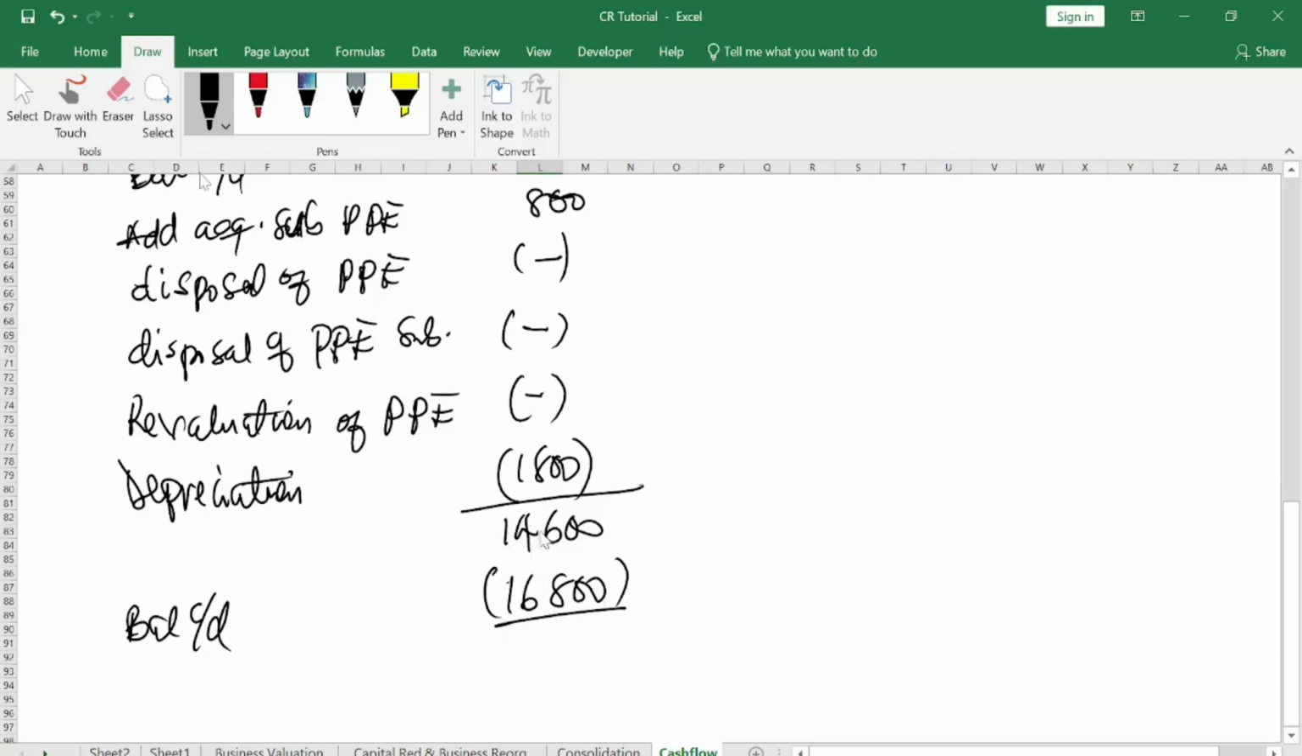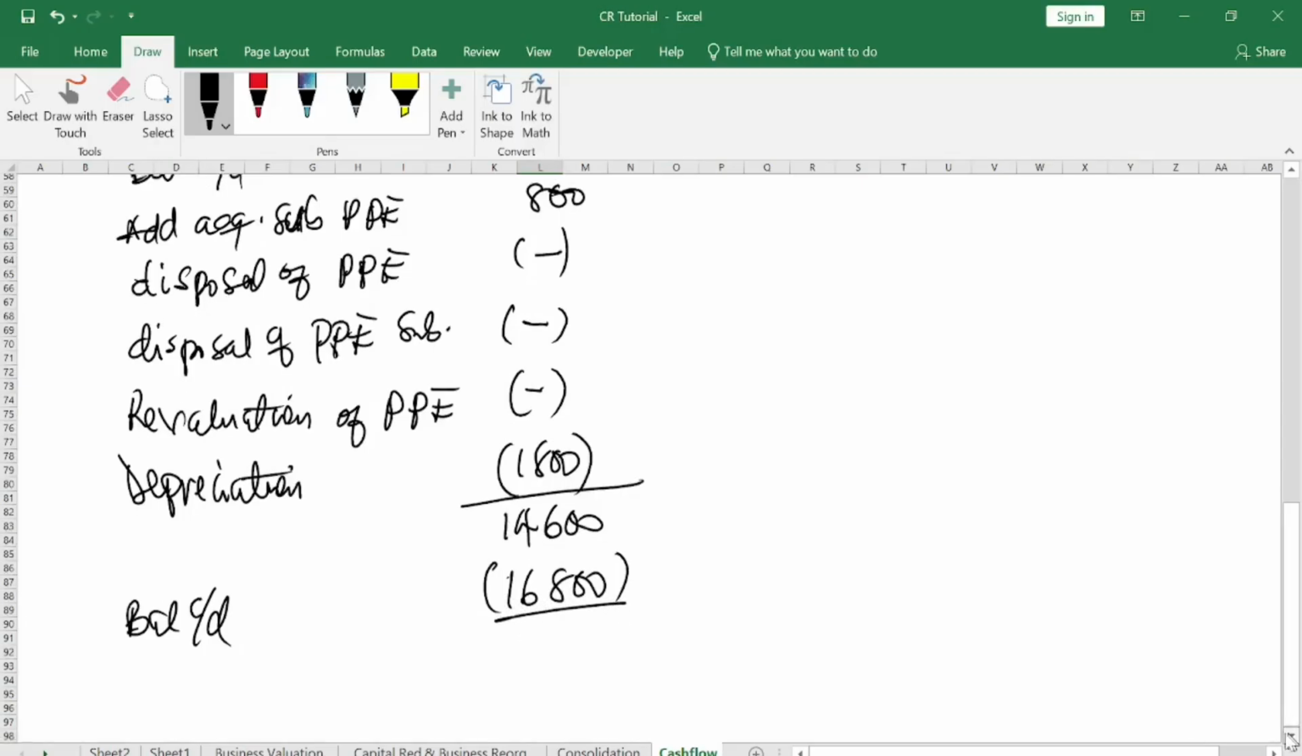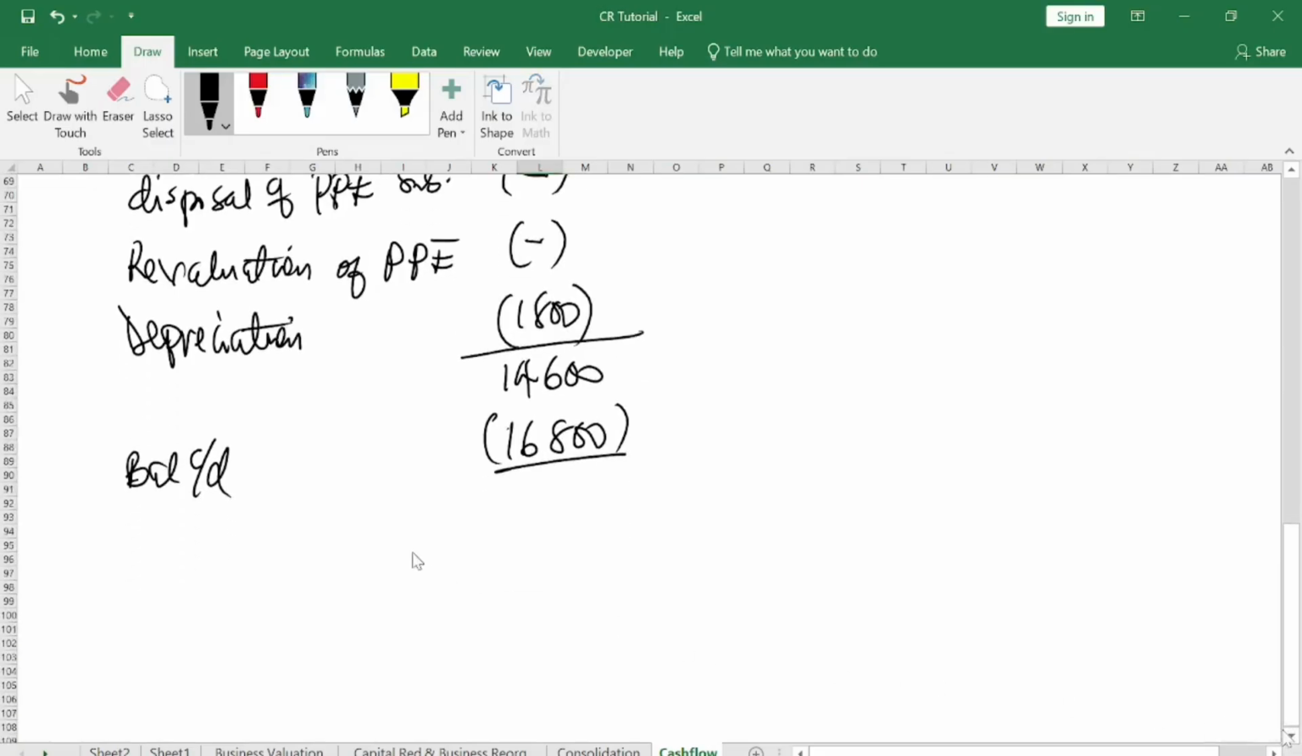The PPE, which was 14,600, has increased to 16,800. What does it mean to you? Then it means the value has gained. It's not gain. It means the company has acquired additional assets. That's the meaning. Okay. It means the company has acquired, because the PPE has increased from 14,600 to 16,800. It means there's more.